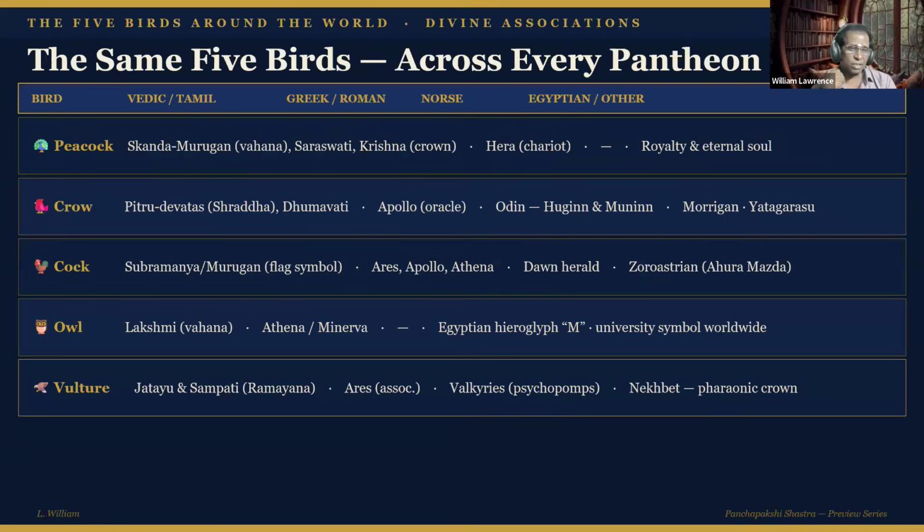If you take our culture, the peacock, the hen and the cock are very important. Both are ruled by Skanda, or Muruga, or Subramanya. The crow belongs to the Pitra Devatas, very close to Saturn, Shraddha Devata, Dhumavati, and maybe Egyptian gods. You can see the connection. The owl is Lakshmi's Vahana, Athena, Minerva, Egyptian hieroglyphics. It is very, very symbolic. The vulture, Jatayu, you know the story of Jatayu and Sampati, and in many Norse and Egyptian traditions, all these five birds are very, very particular.